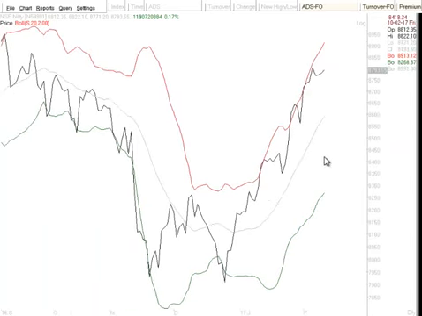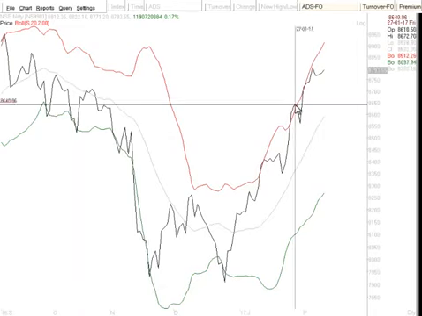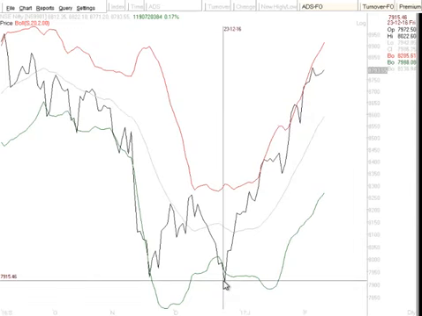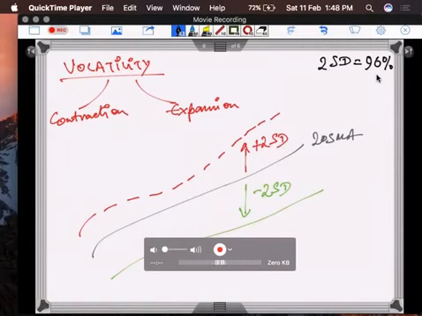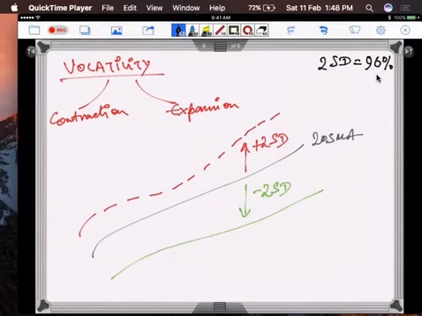Most of the time it is inside the band, inside the red and green line. Only rarely has it gone outside the band, either outside the red or outside the green, right? So mathematically it says that 96% of the times out of 100 closing prices, 96 closes should be inside. 4 to 5 times out of 100 it will be outside. This is what maths says.